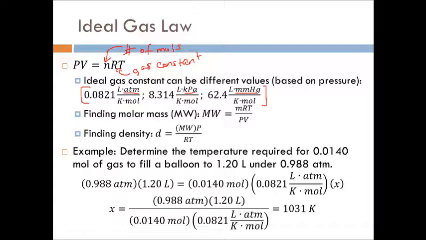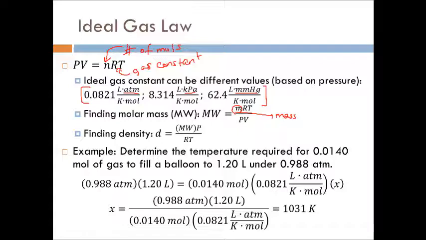Now, using the ideal gas law, we talked about in class how you could rearrange things, and you could associate the molar mass, which in this case is abbreviated MW, to the other components like pressure and volume. The molar mass equals the mass, this little m, times R, the gas constant, times temperature, divided by pressure times volume. We can also relate density to the other variables. So density equals the molar mass times the pressure divided by the gas constant times temperature.